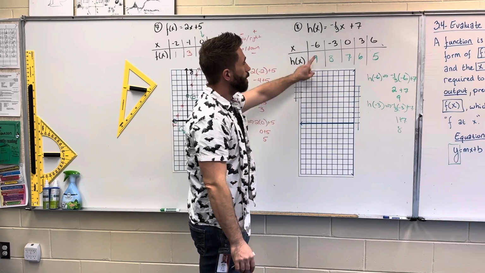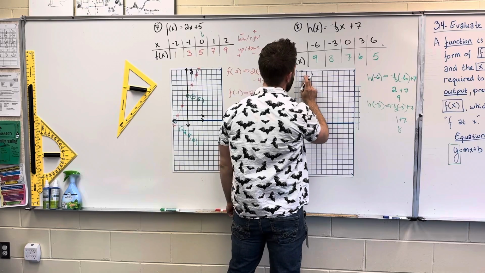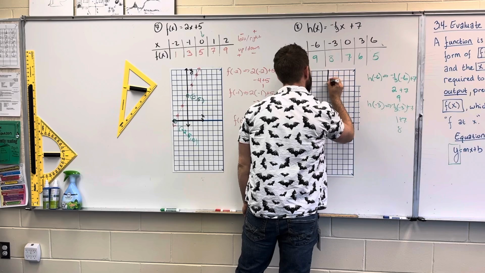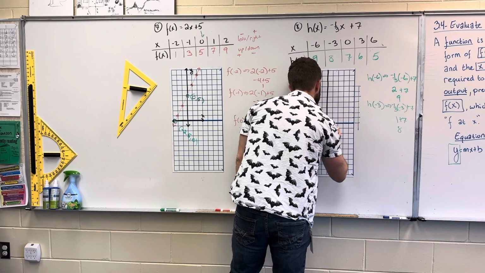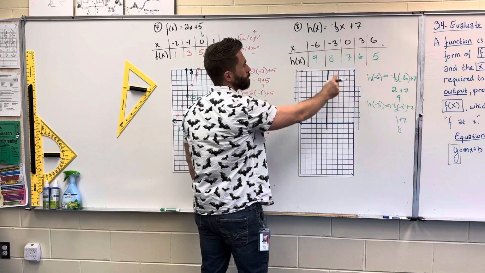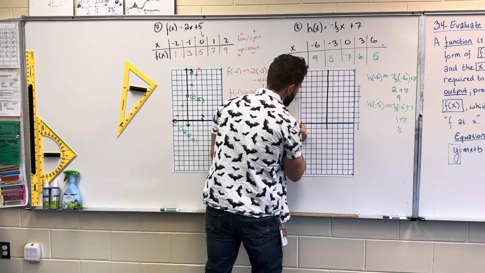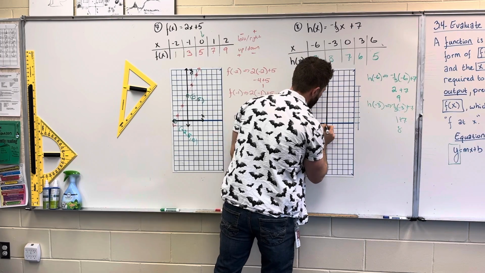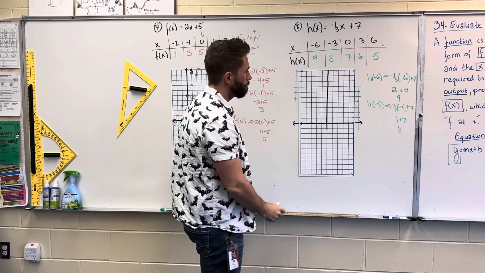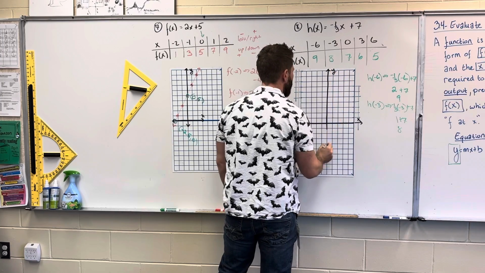So given those, I need to be able to go left 6, right 6. So what I'm going to do is give myself 6 spaces on the left and on the right. Okay, I've got my line right there. 6 spaces on both sides. I also know that I need to be able to go up 9, so I'm giving myself 10 spaces on top. Bingo. So I have my x-axis, and I have my y-axis.